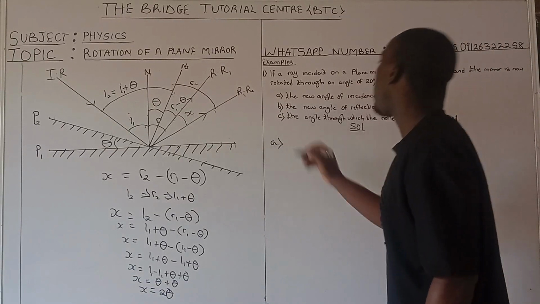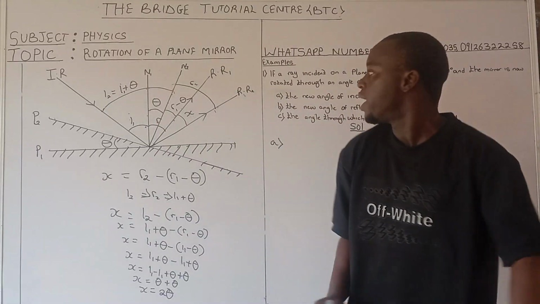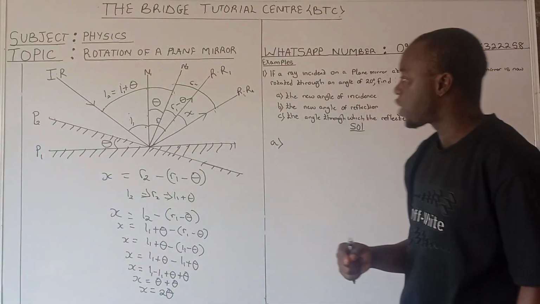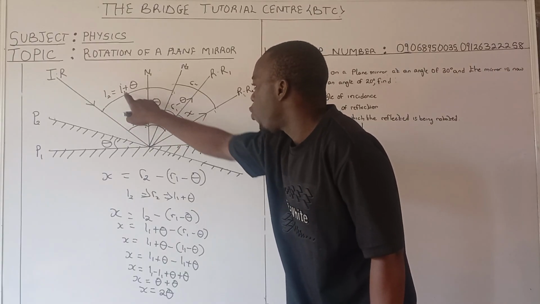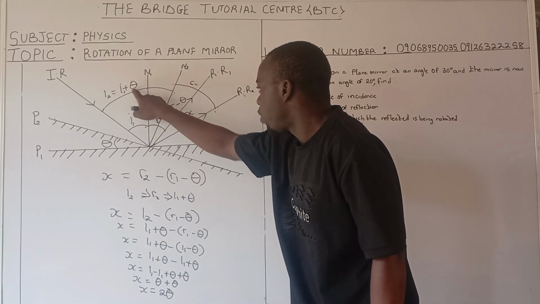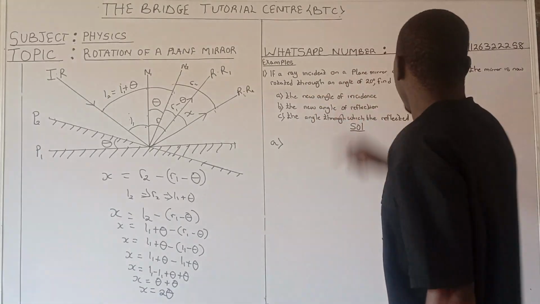They said the new angle of incidence. From what we've just derived, our new angle of incidence is going to be I2, which equals I1 plus theta, which is the angle of rotation. So let us solve it.